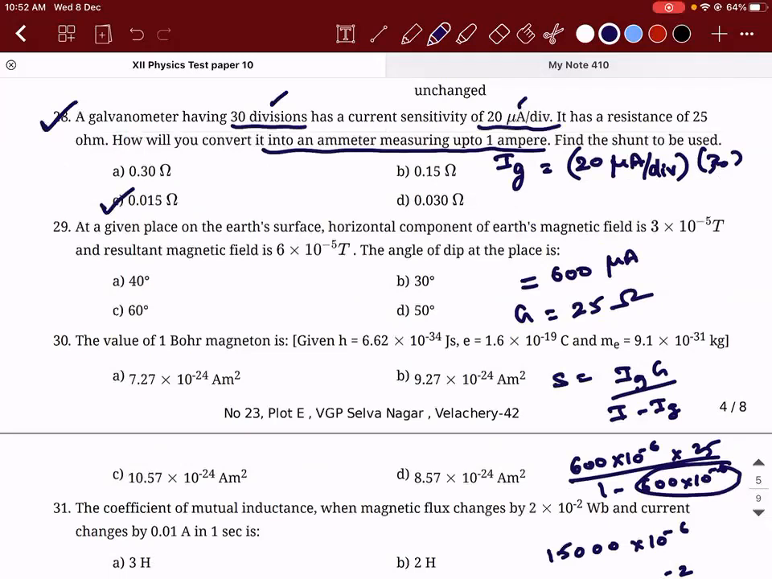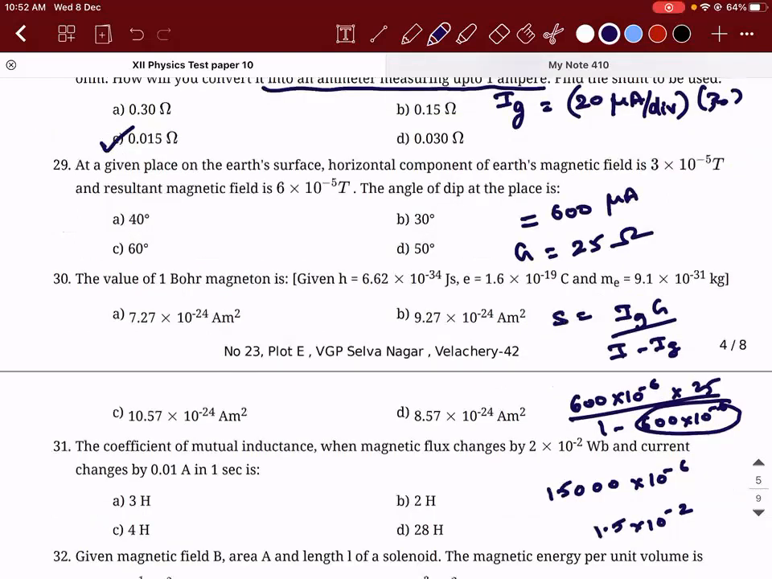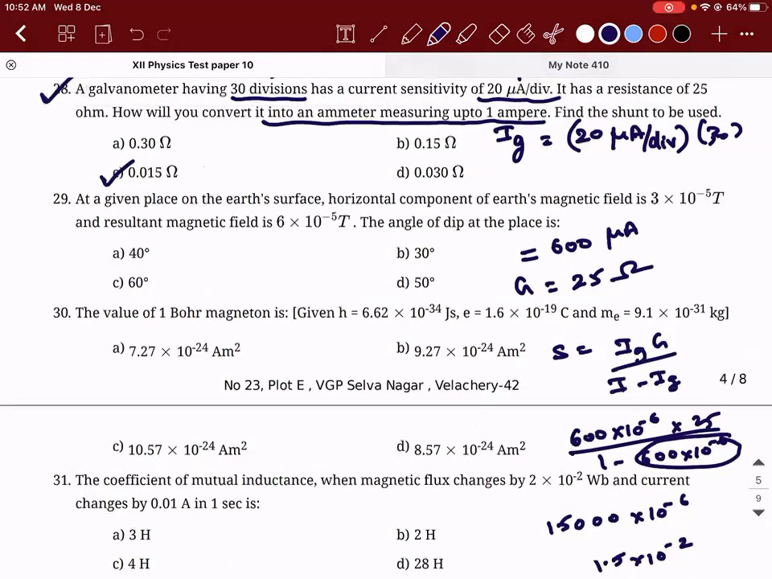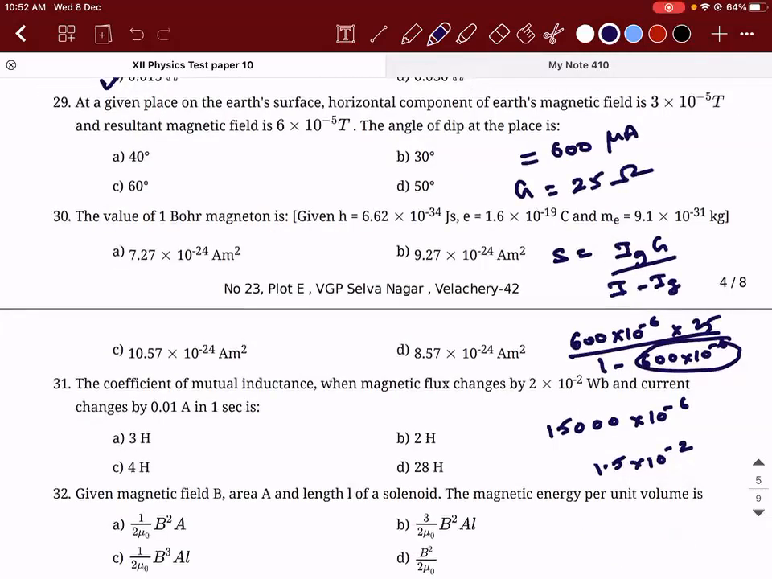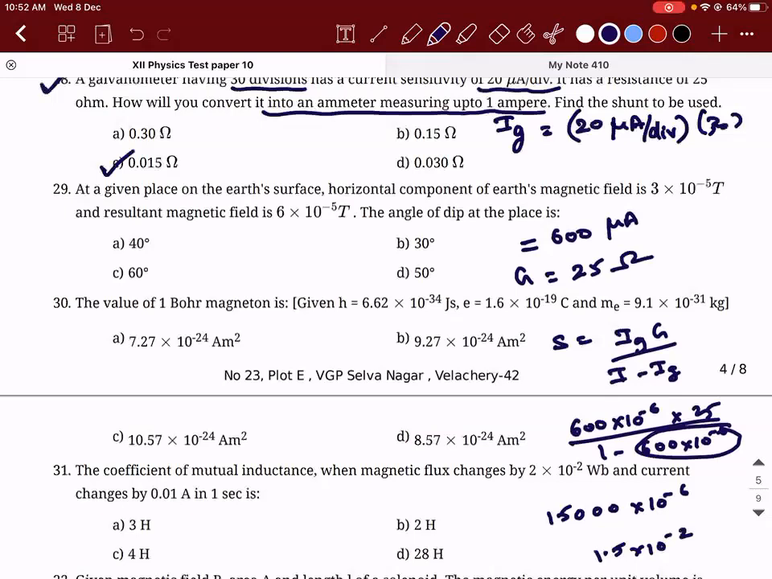So it is option B, right? C is not it. C is 0.015? It is 1.5 into 10 power minus 2. Yes, sir, that is the answer. So be careful. Here you will get this answer only when you know that you are supposed to do the approximation in the denominator. By now you would have understood that there are many problems related to galvanometer, voltmeter and ammeter where you do these approximations, right?